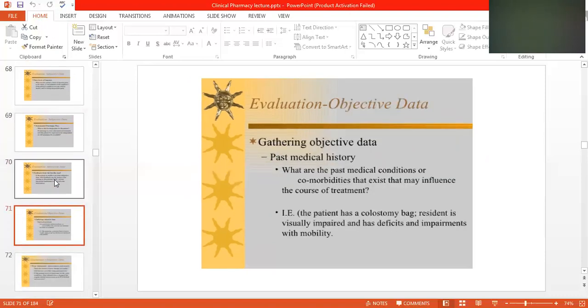Evaluating objective data, also gathering the objective data. Past medical history is very important. What past medical conditions or comorbidities exist that may influence the course of the treatment? It means that along with one disease, another disease also exists in the same patient. For example, the patient has a colostomy bag. His colon has been operated on because of cancer or something, and a bag is hung outside, so fecal material will be stored in that bag. The resident is visually impaired and has deficit and impairment with mobility.